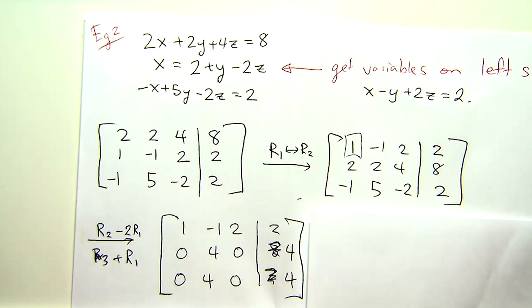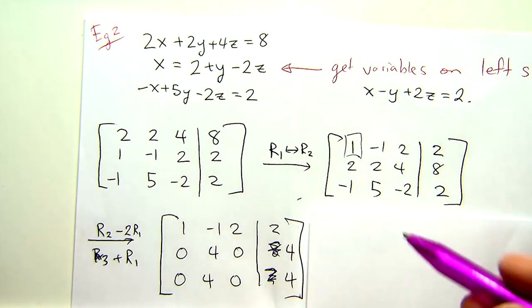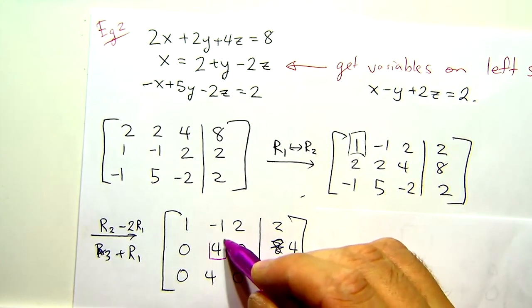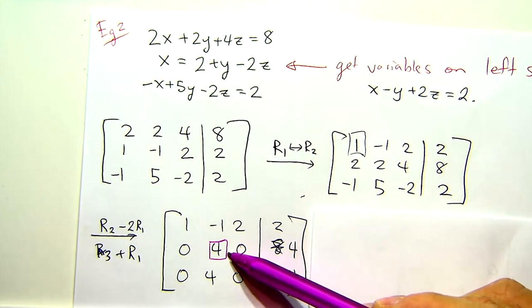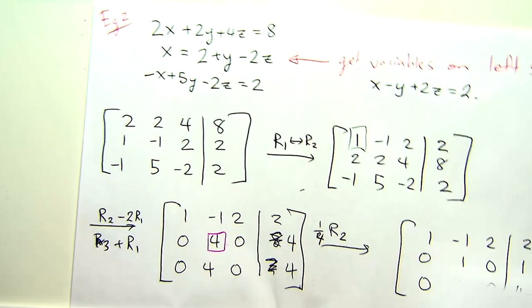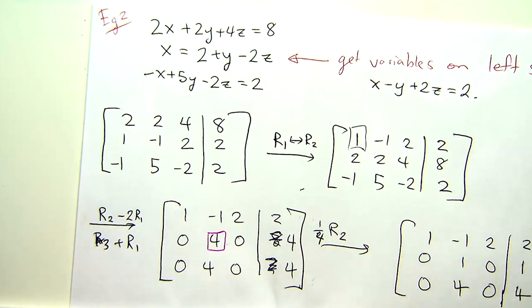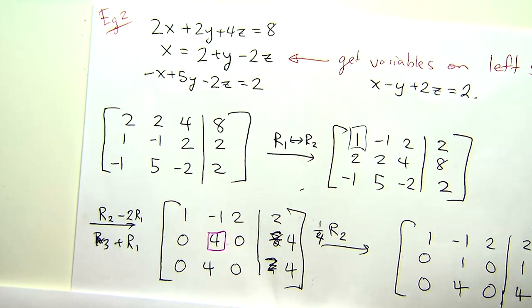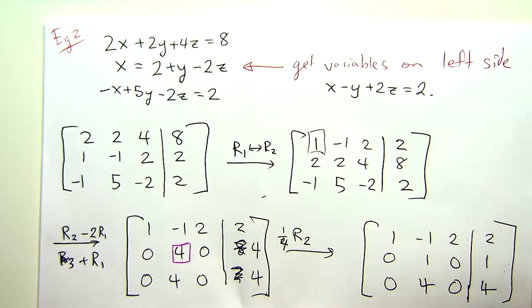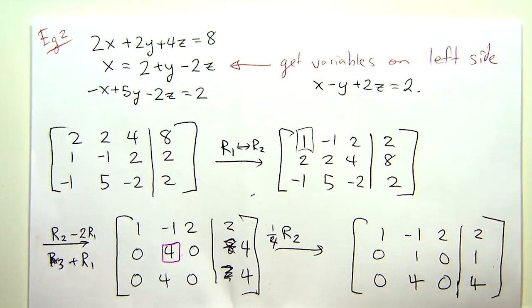Okay, so my first column is good. I move on to my second column. I'll just take this number here, right? I'll take my second row and divide it by 4. Then that'll be good. So I end up with this. Both of those 4s become 1s.